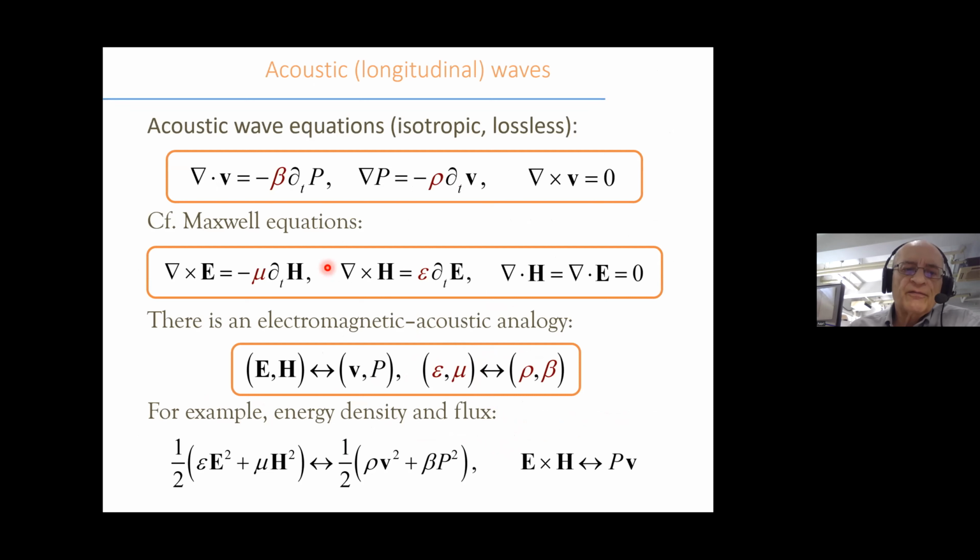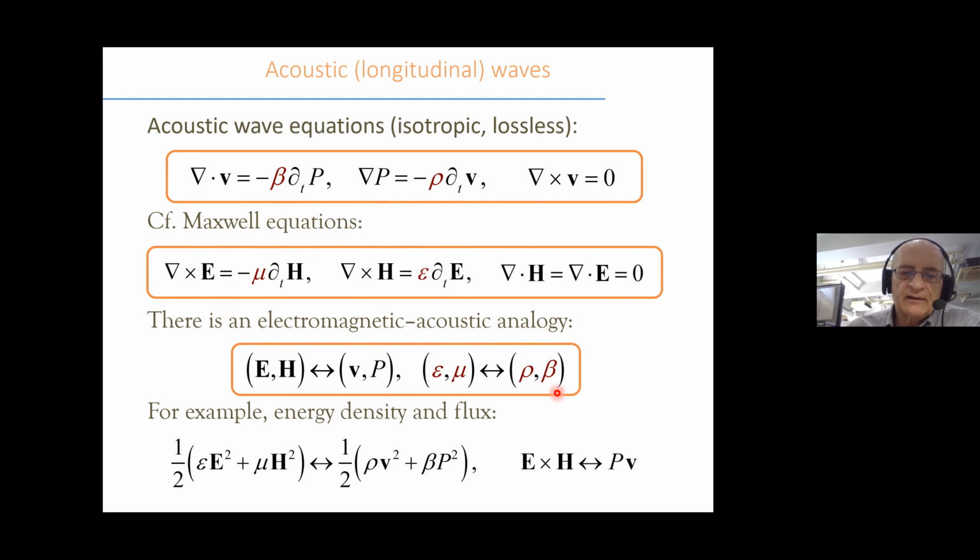So therefore, before we had the Maxwell equations right here, but we're going to replace the divergence equal to 0 by the curl of the velocity equal to 0. We're going to replace the curl of H by the divergence of P. The curl of H gives you E with epsilon, and the divergence of P gives you V with rho. So epsilon corresponds to rho and E to V. And here, the divergence goes to the curl, E goes to V, and P goes to H, and beta goes to mu. So this is the analogy. So there is electromagnetic acoustic analogy between E, H, V, P, and epsilon, mu, rho, beta.